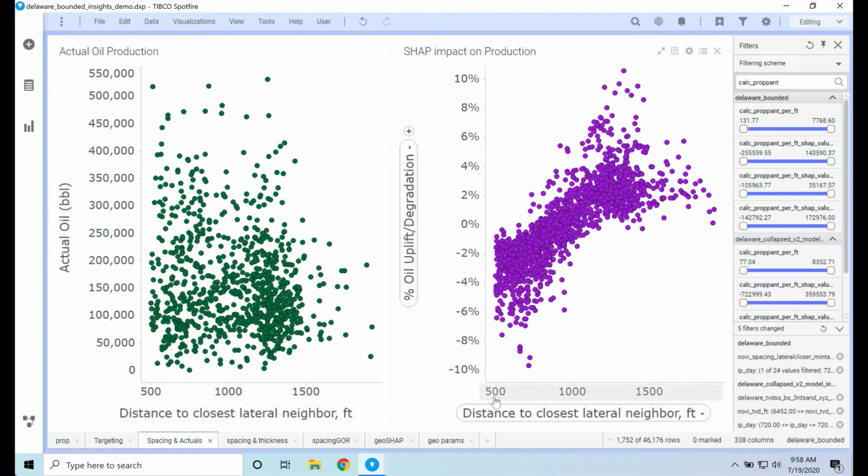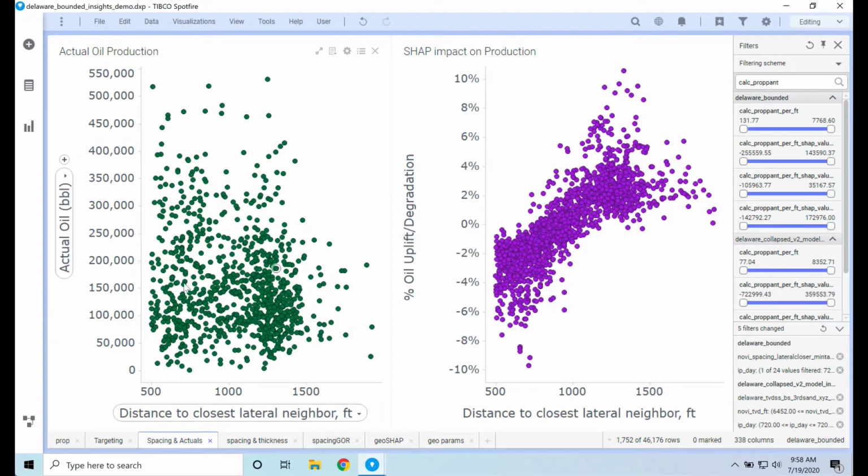And here I have the wells in the Delaware Basin, and we have going from 500 out to 1,600 feet distance to the closest lateral neighbor. And I have that for both the left chart and the right chart. And on the left chart, what I have that spacing feature cross-plotted with is the actual oil that those wells have produced at 720 days.